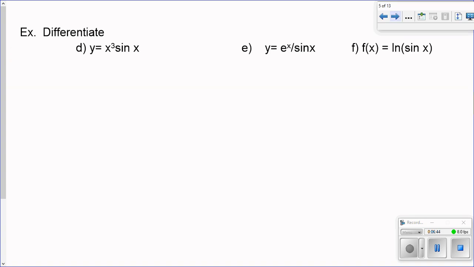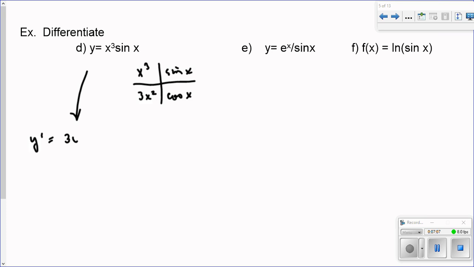Let's do a couple more here and jump right in. This time we have a product rule. We've got a product: x to the power 3 and sine x. So that's 3x squared, and the derivative of sine is cos x. So my resulting derivative function is y prime, with the proper application of the product rule: 3x squared sine x plus x to the power 3 cos x. I can factor out, and I should factor out, an x squared. I'm left with 3 sine x plus x cos x, and that's the derivative.